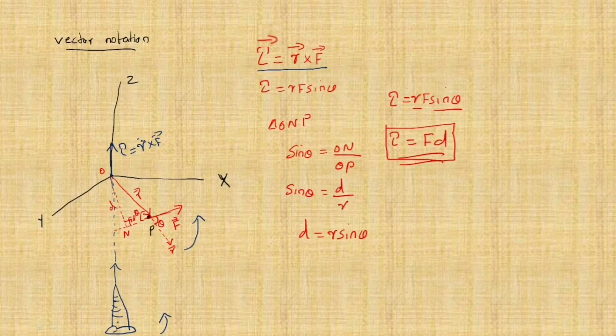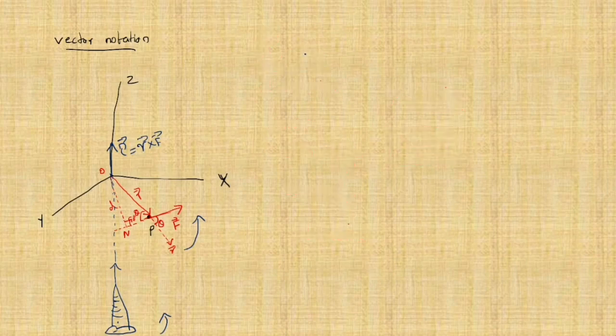So the torque direction will be perpendicular to the XY plane. That is, in the picture you can see, along the Z axis. So this is a way to represent torque in vector notation. Now let's discuss a few cases.